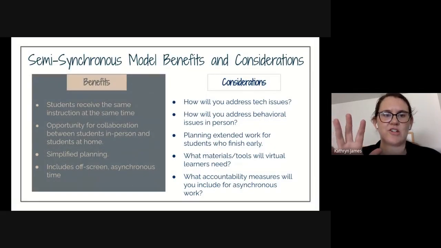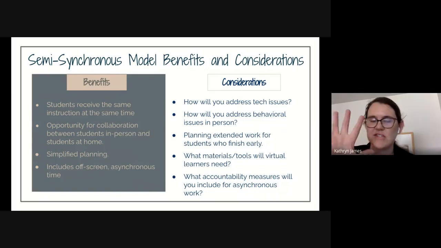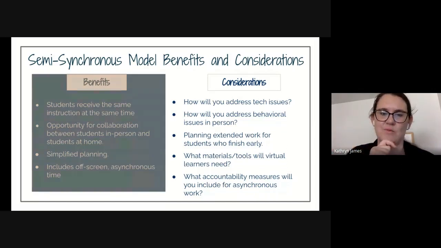Students do receive that same instruction at the same time. They have that opportunity for collaboration in person and students at home. It is simplified planning compared to the other models, and it includes some off-screen asynchronous time. So there's some big benefits for our students. And similarly, our considerations are just the same as synchronous, except the very last one. What accountability measures will you include for asynchronous work?